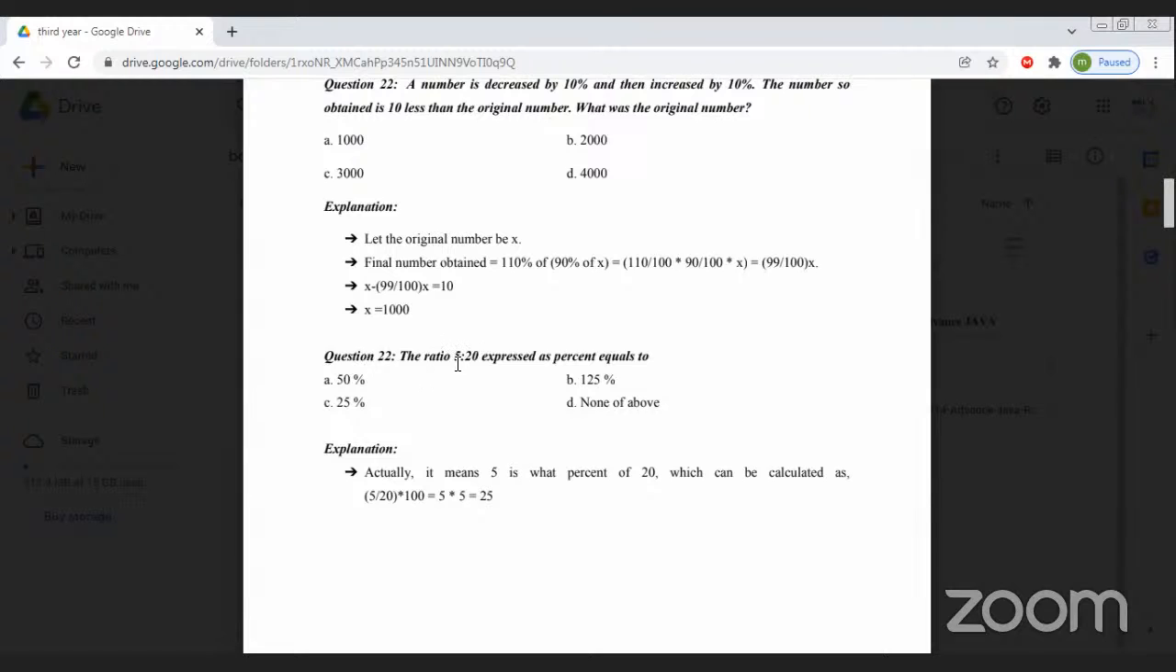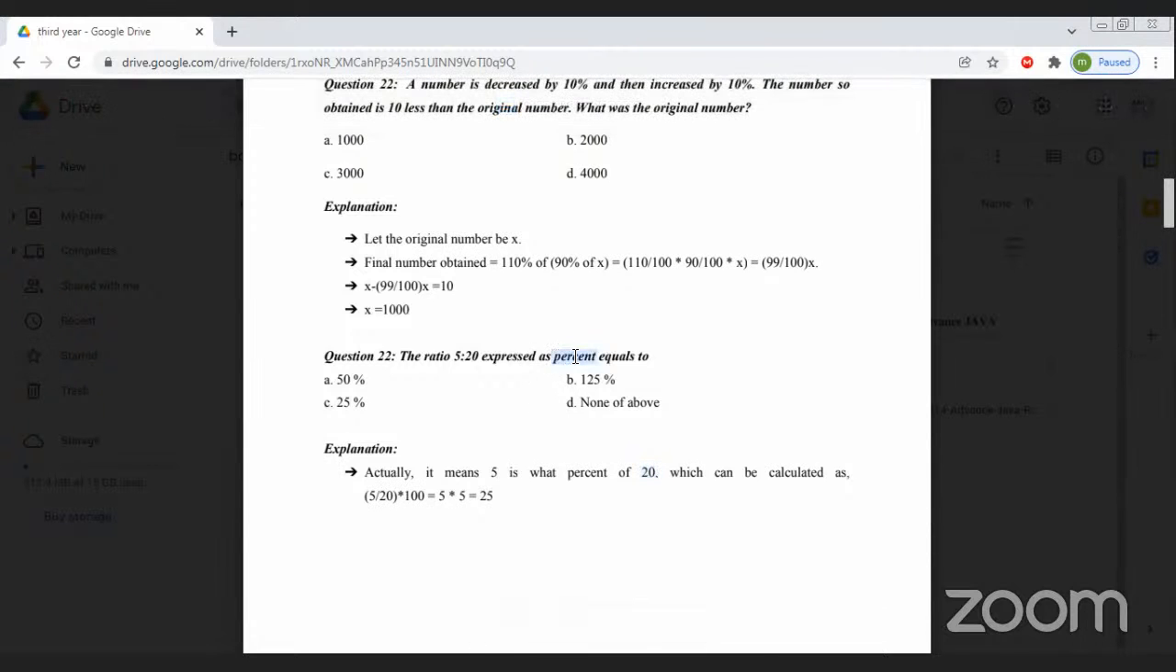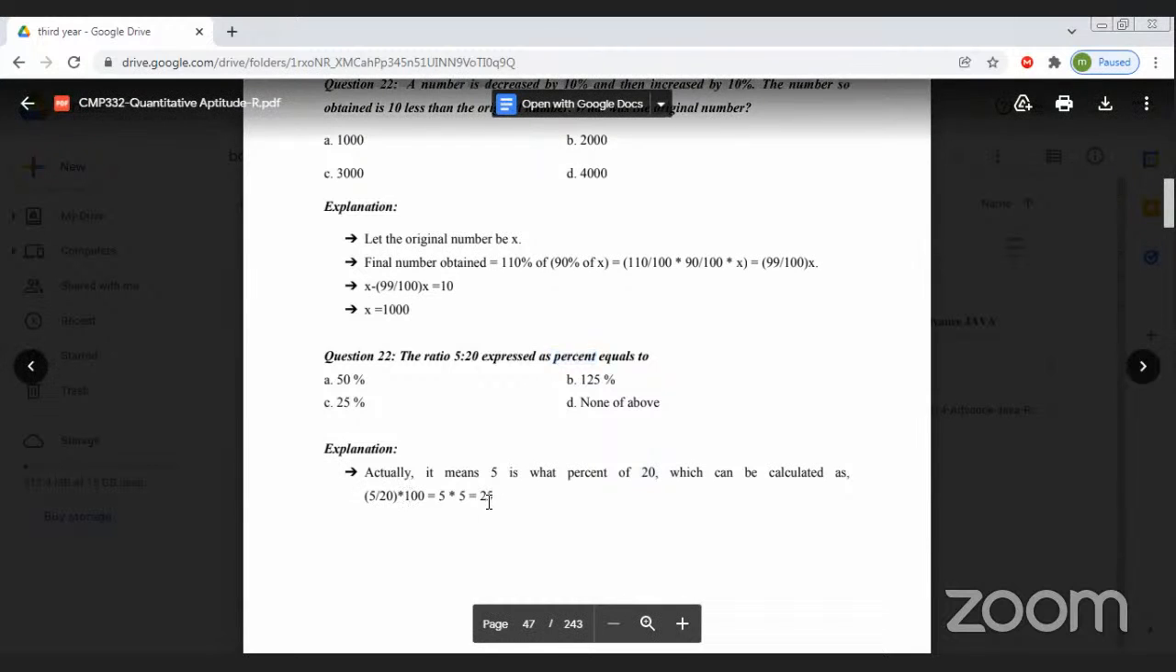The ratio 5 is to 20 expressed as percent equals to. Now, here, when you talk about the ratio 5 is to 20, it actually means 5 is what percent of 20. See, I told you earlier, before "of" it will be your numerator part, that is 5 will be at the numerator. And after "of", whatever value you have goes to the denominator. But now they have asked regarding percent, so you need to multiply it by 100.